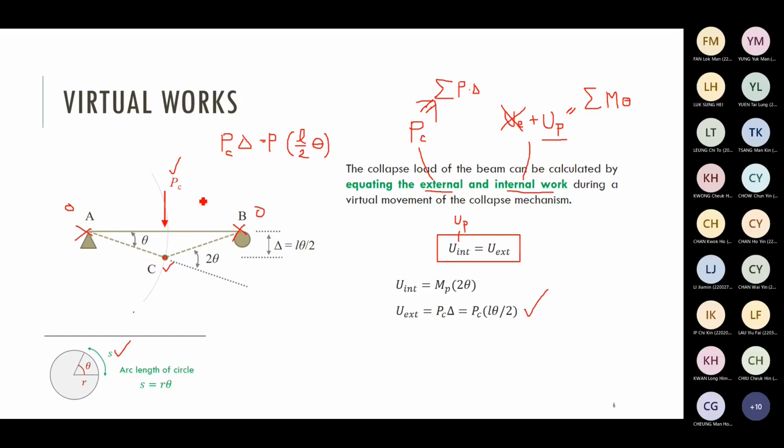Point C is a plastic hinge, meaning the moment at point C is equal to M_P.